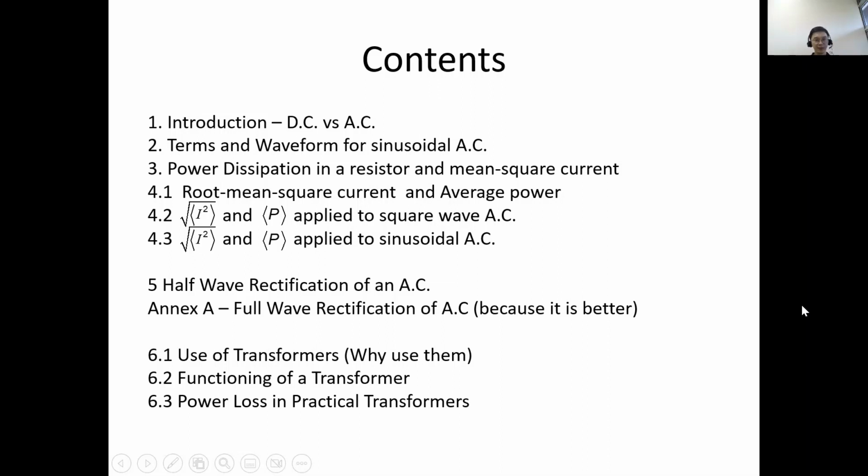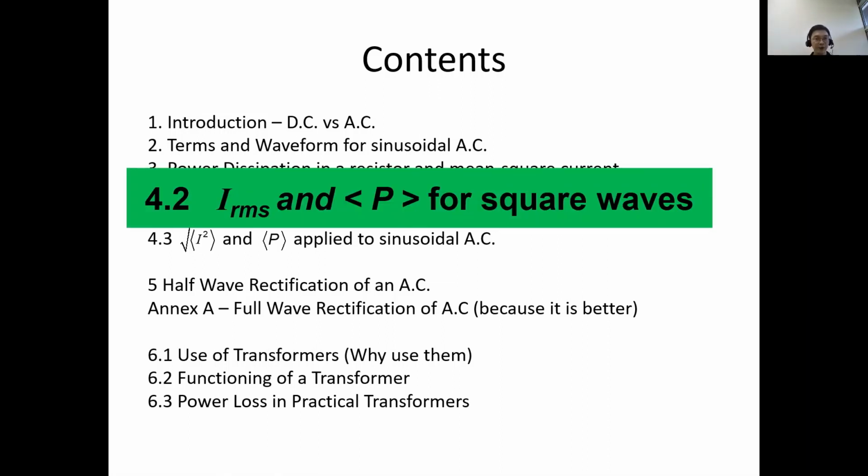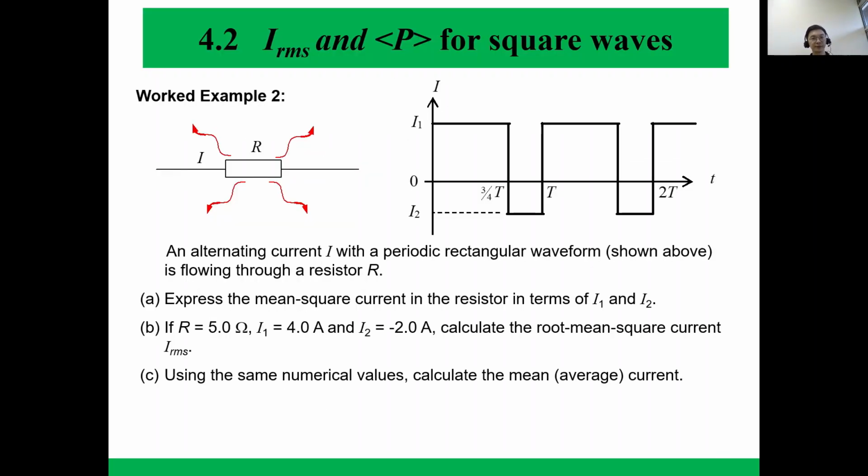Okay, now let's do part 4.2, which is the root mean square current and the power for square waves. So worked example 2, right? We'll be applying what we have learned in the previous part to square waves. The key takeaway from the previous part is you need to square the waveform first, take the mean, and then take the square root to find the root mean square current.